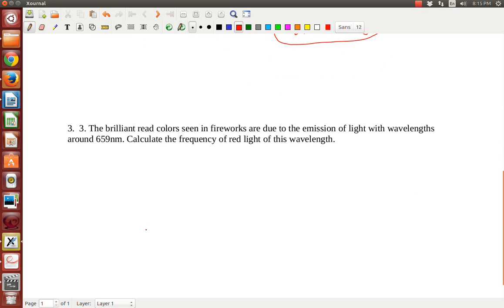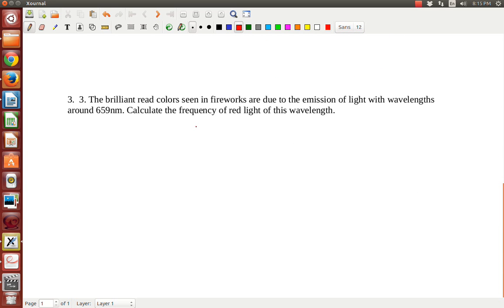All right, number 3. The brilliant red colors seen in fireworks are due to the emission of light with a certain wavelength. The wavelength of this light is 659 nanometers. Calculate the frequency of the red light. This is the same kind of problem we just did. Frequency equals speed of light over the wavelength. Speed of light, 3 times 10 to the 8th meters per second. The wavelength of this light is 659 nanometers.